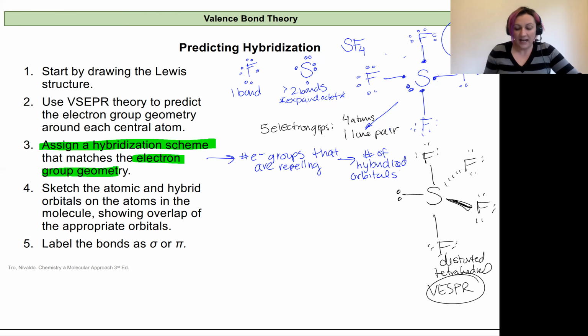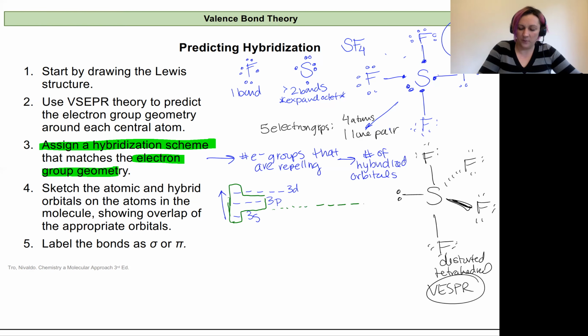Then I can figure out how many atomic orbitals I'm going to need. You don't have to do this step; I just like doing it myself. I know I have 1, 2, 3, 4, 5 3d orbitals, 1, 2, 3 3p orbitals, and 1 3s orbital. Thinking about that sulfur atom, I'm going to need 5 orbitals to hybridize. So I'm going to take my 3s and my 3p's, that gets me to 4, and then I'm going to need to grab one of my d orbitals to hybridize them.